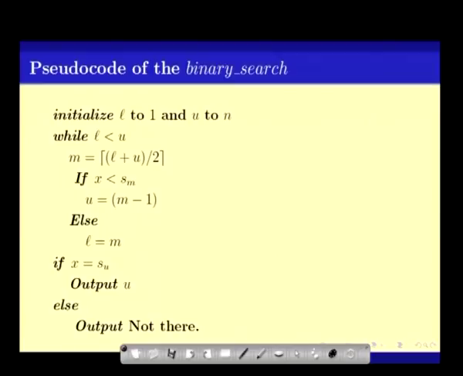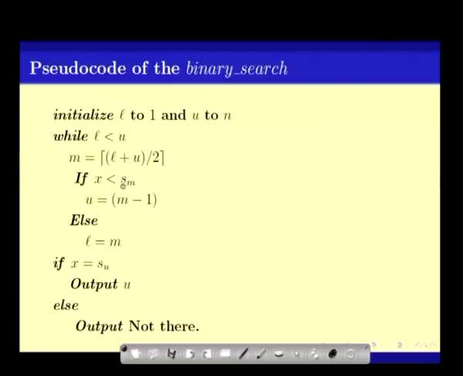We have seen it in the last lecture also, and it is exactly the same as what we did. We initialize L and U. L is initialized to 1 and U is initialized to n, because that is initially the set of all possible answers where the element x can be. And as long as L is strictly less than U, we keep on going to the middle point, which is (L plus U) by 2.